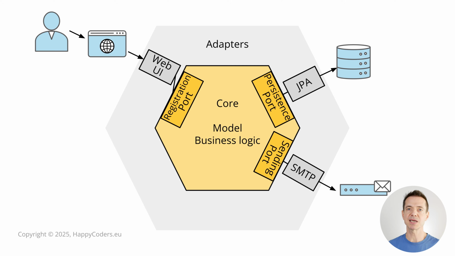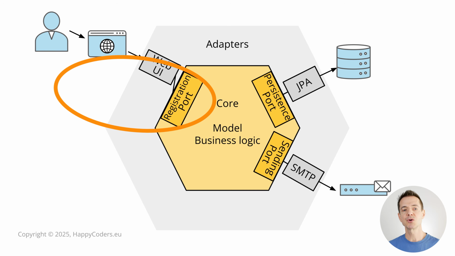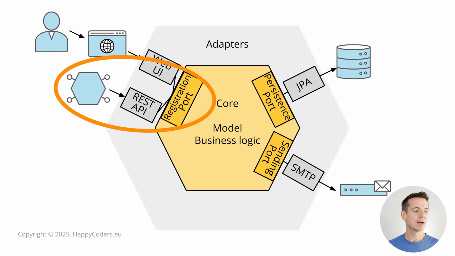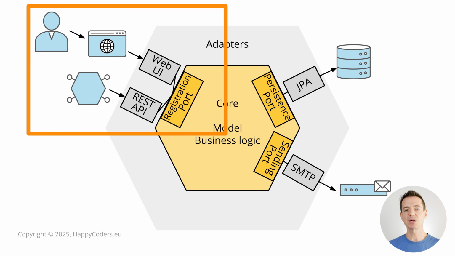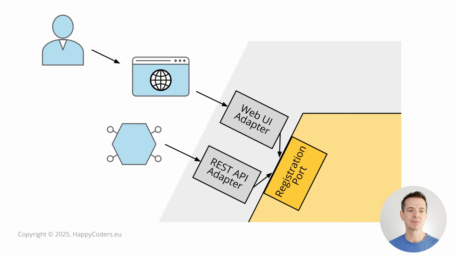In addition to the website, we also want to offer a REST API for registration. For this, we can simply connect to our existing port a second adapter, a REST adapter, that external applications can then access. So, what exactly happens in these ports and adapters during user registration? To explain this, I will zoom into this part.